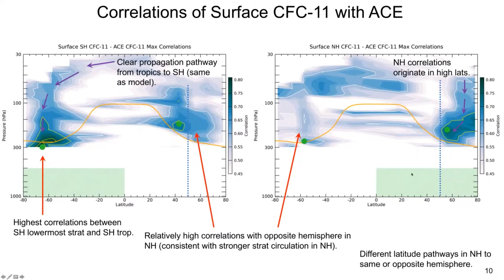And then also we see that there are different pathways in the northern hemisphere on the effect in that hemisphere in the troposphere versus the southern hemisphere, right? So it's a high latitude pathway down to affect the northern hemisphere, a lower latitude pathway down to affect the southern hemisphere. So these are all really interesting transport features that are revealed here.